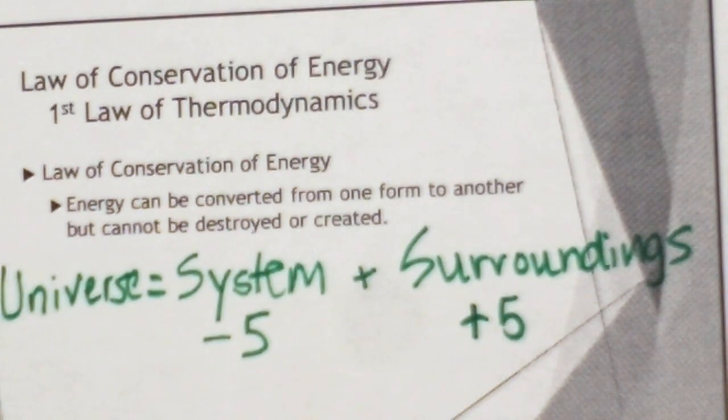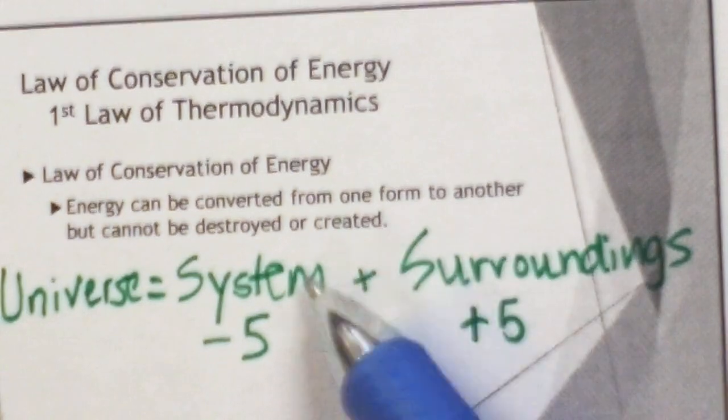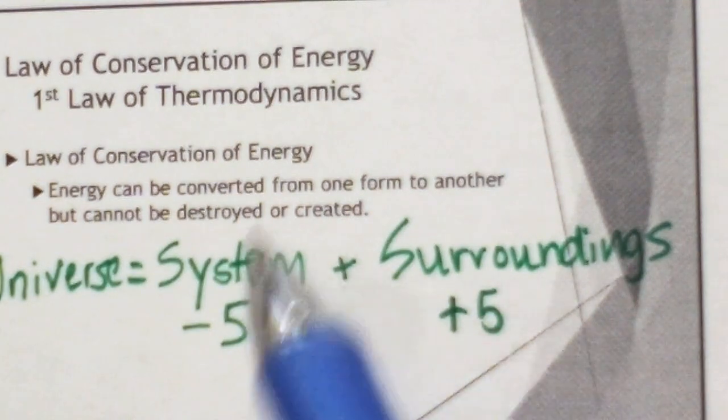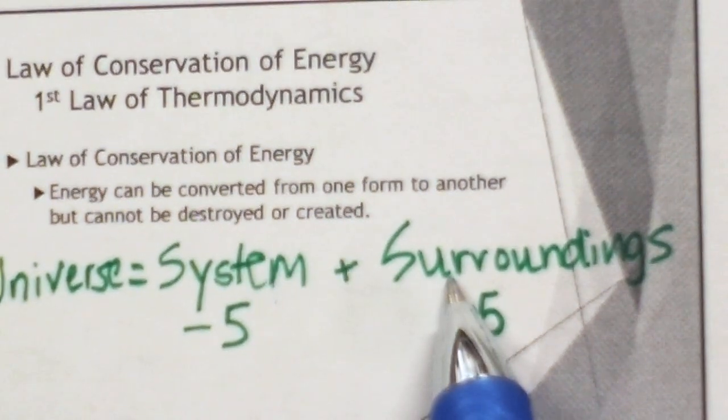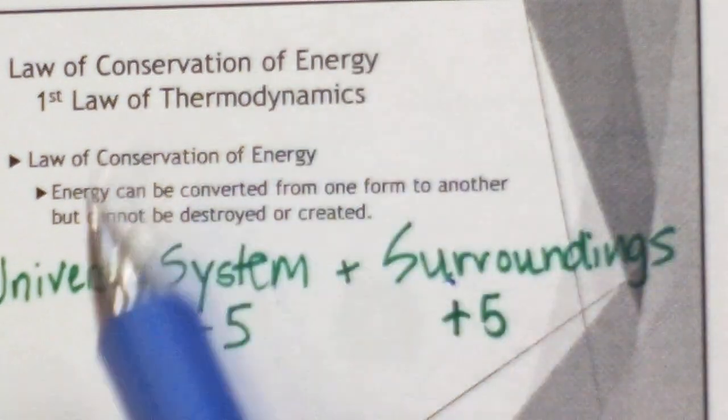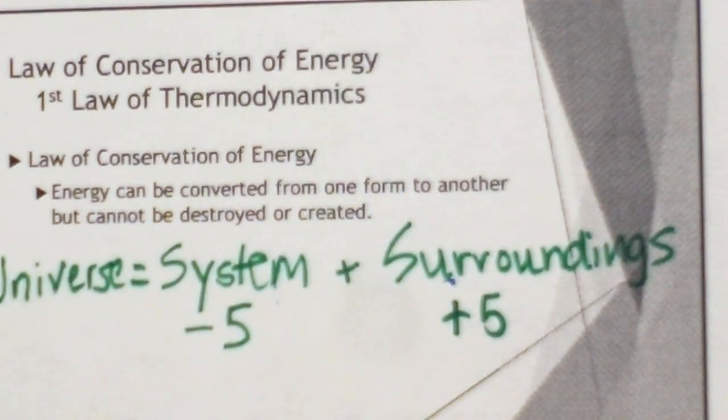Whatever you're looking at is called what? Whatever you're looking at is the system. The system. And everything else is the surroundings. And the two of them add together to make the universe. And this is huge in your class next year in physics. Because whenever you're talking about energy, there's only energy in the surroundings and energy in the system. And they add together to make the energy in the universe.